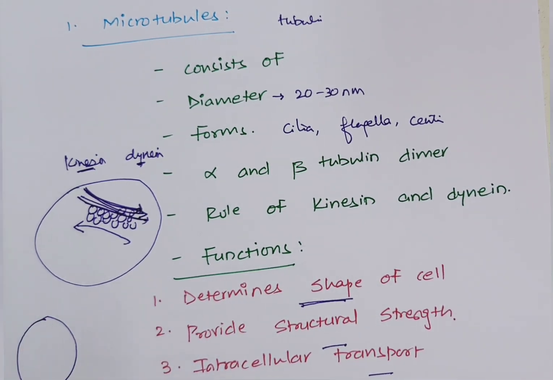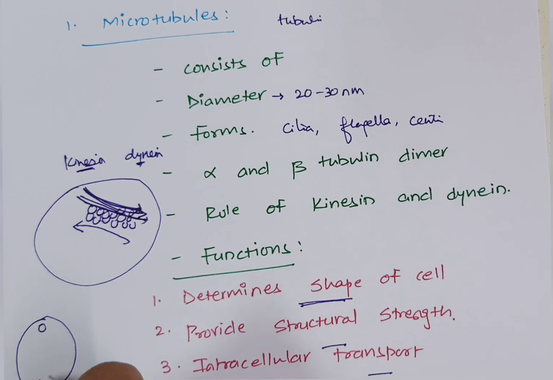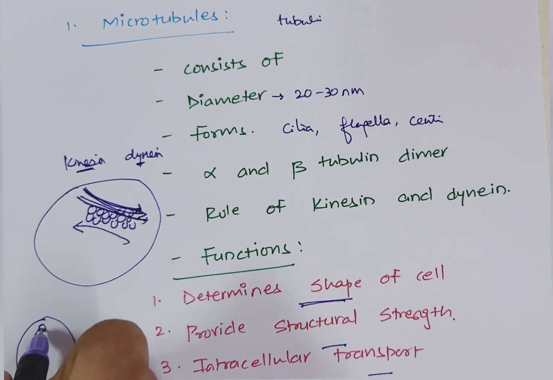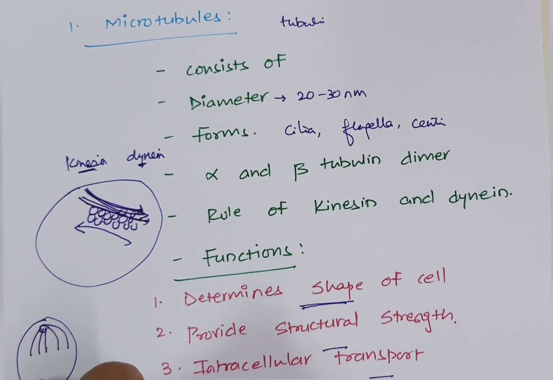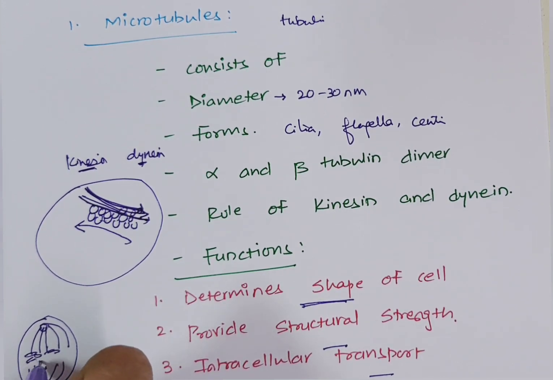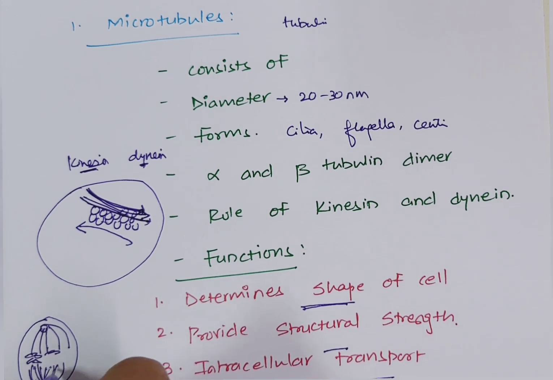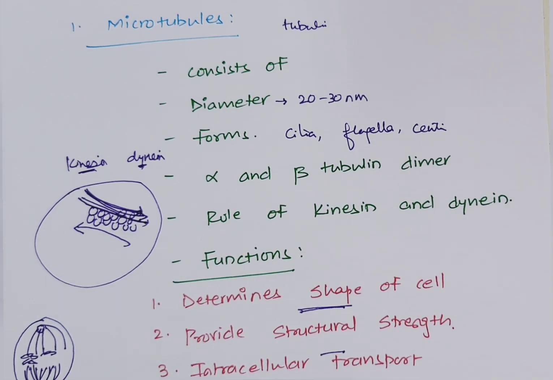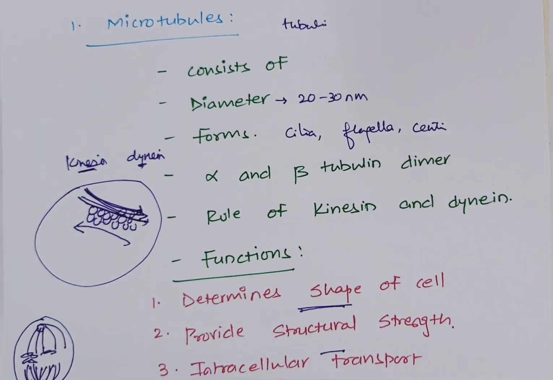At the time of division of the cell, you can see here, these microtubules start from this centriole like this, and the chromosomes move to the periphery. So this is also one of the important functions of the microtubule.